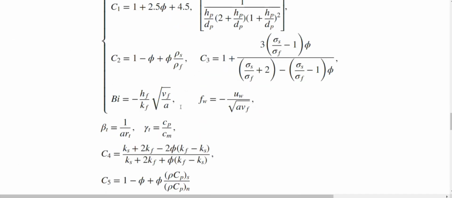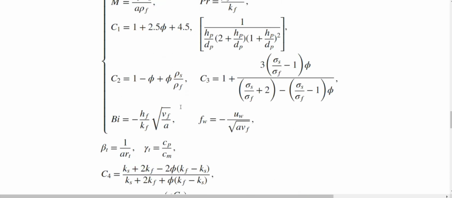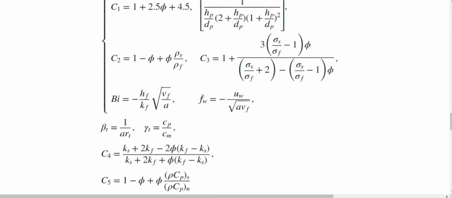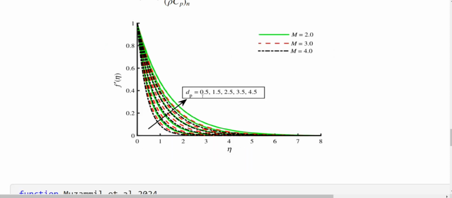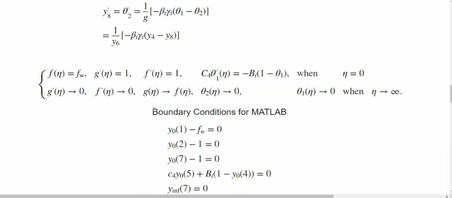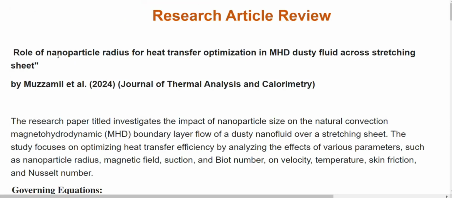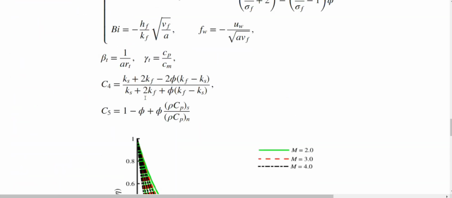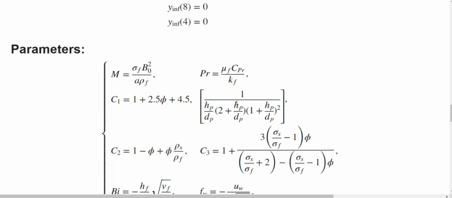These are the parameters, and there is another issue with this. You can see the parameters M, Prandtl, C1, C2, and so on, and other parameters as well. But the image that I copied from their paper is given over here, and there is no dp. That's probably there in the title. They are talking about nanoparticle radius. To me, it looks like this, but there is no dp defined.